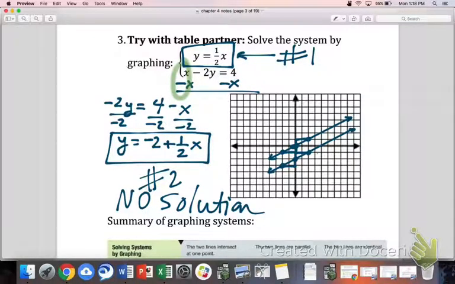Hey, did anybody see this really early? Did anybody look at these two lines and say, look, same slope, different y-intercepts, they're parallel, right? If you see that, we'll talk about that here in a second. You can actually see that early and you can make that call right away.